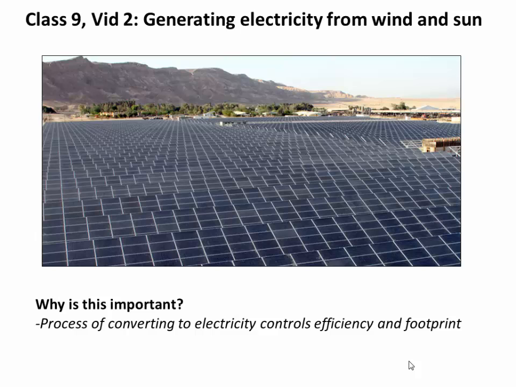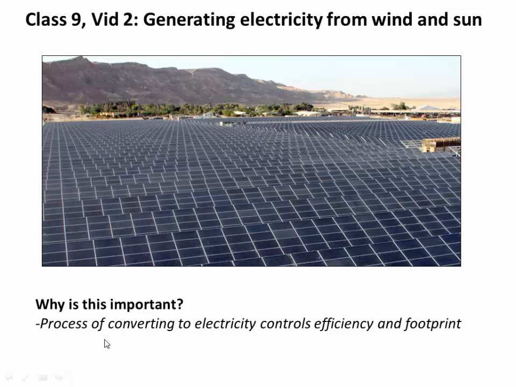Hey everybody, welcome to the second video in Class 9. This one's called Generating Electricity from Wind and Sun. We've really laid the groundwork for how wind is created and how solar insolation varies, and what we're going to do now is have a short video about how we actually harness electricity from both the wind and the sun.